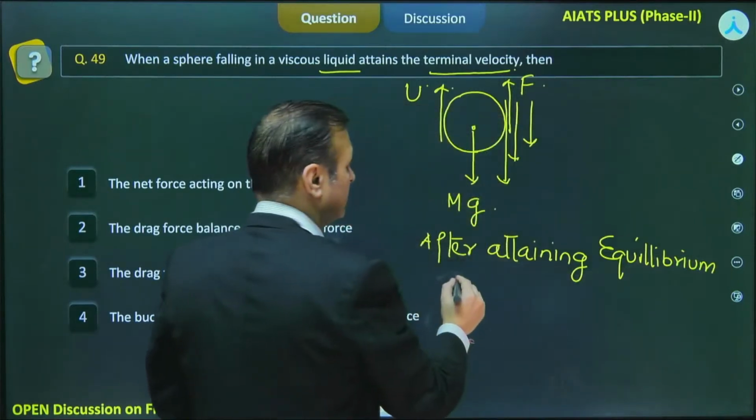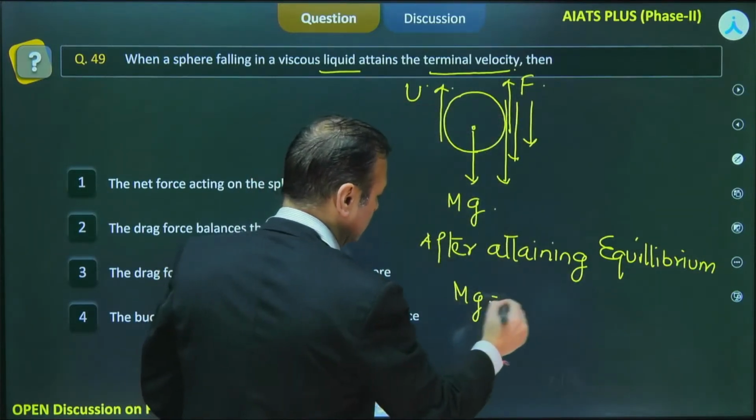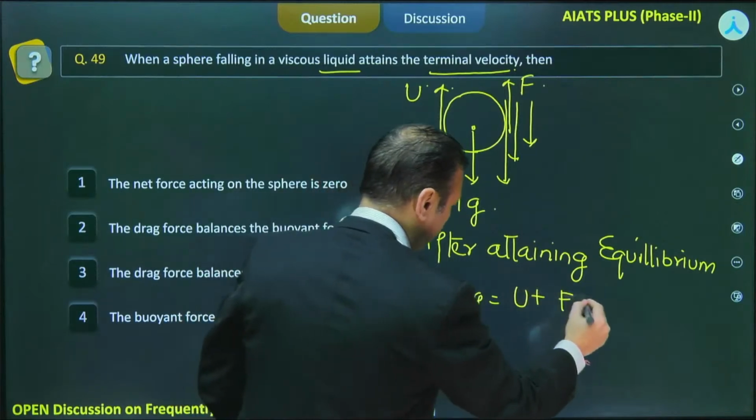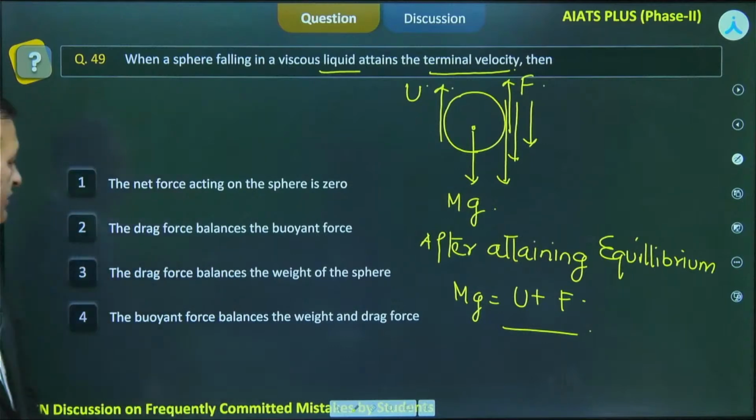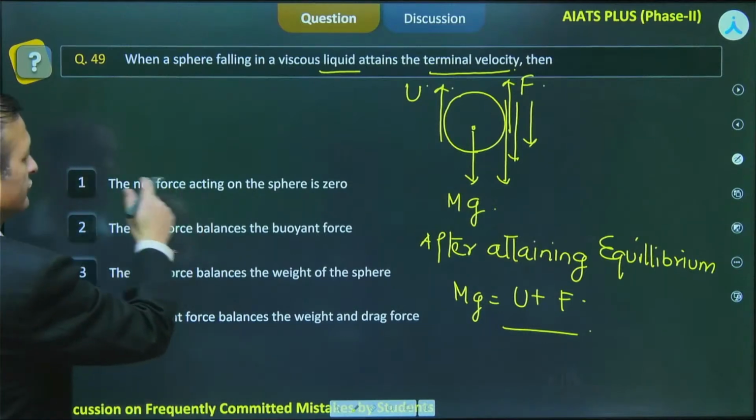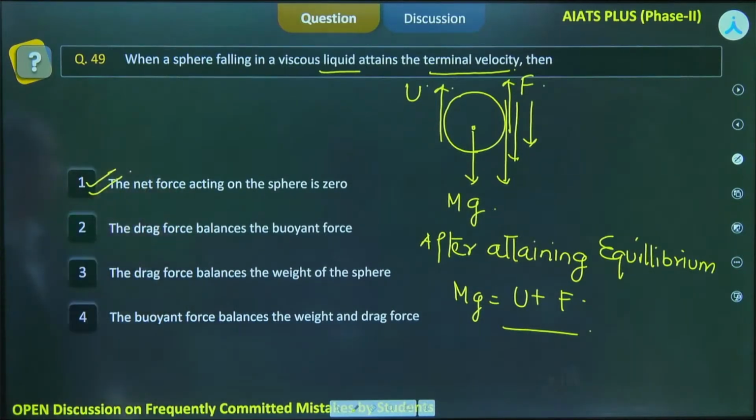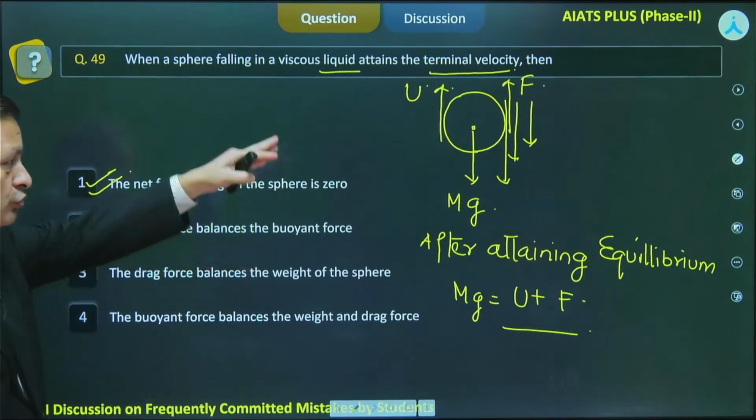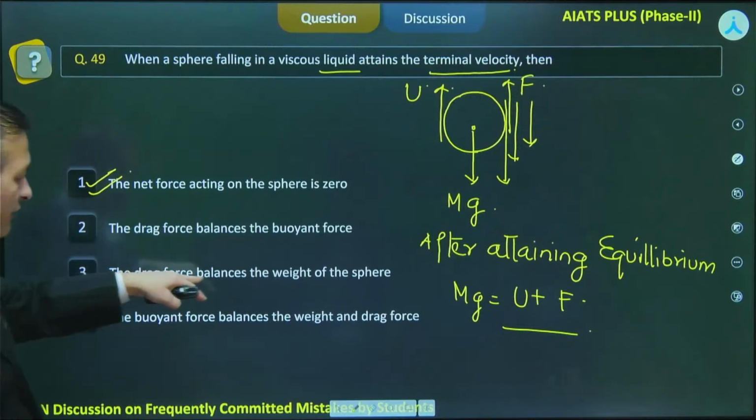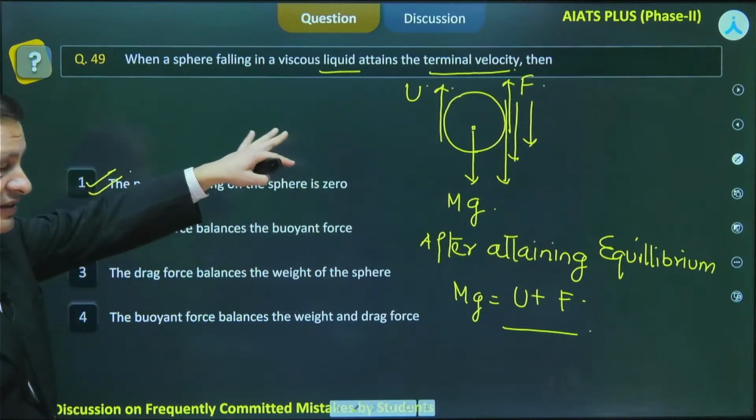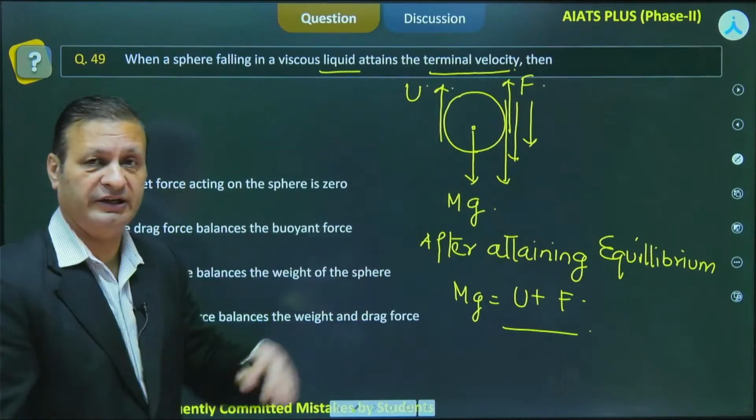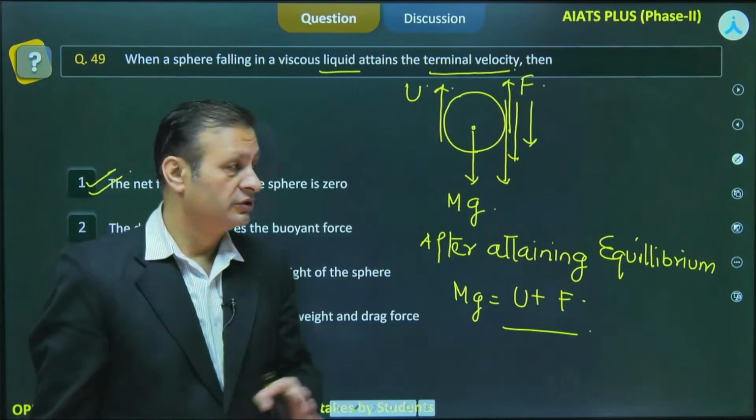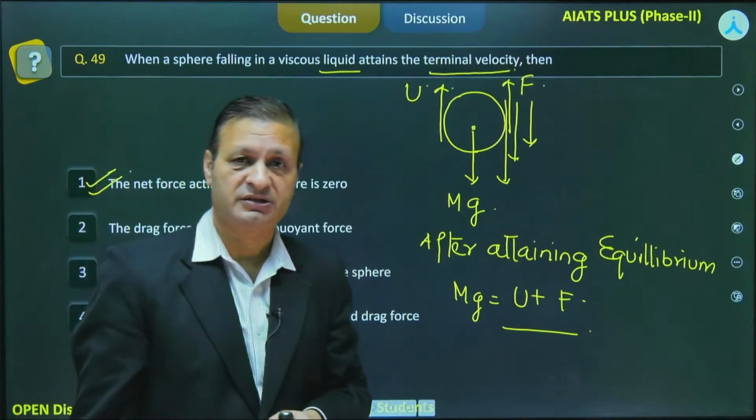It means this downward weight is being balanced by these two upward forces. It means there is no net force experienced, so the net force acting on the sphere is 0. That is probably the answer. The drag force balances the buoyant force? No, that is in the same direction. The drag force balances the weight? No, that is incomplete. The buoyant force balances the weight and the drag force? No, that is also wrong. So this is how we have to attempt this kind of question.